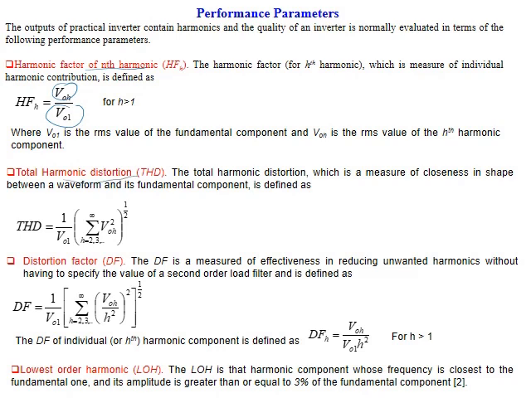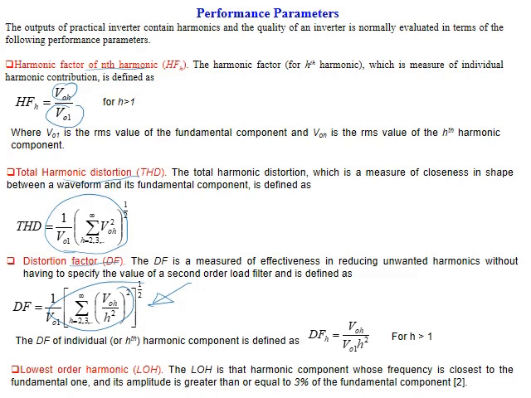While total harmonic distortion is used to measure the closeness in shape between the waveform and the fundamental one, the sinusoidal one. It is defined by this formula; we started this semester with the definition of total harmonic distortion. While distortion factor could be defined as a parameter used to measure the effectiveness in reducing unwanted harmonics without having to specify the value of a second order load filter, and is defined in this formula. Now, you remember we mentioned that there is a second order harmonic in the DC current. So without controlling that, this parameter will show the effectiveness of reducing it.